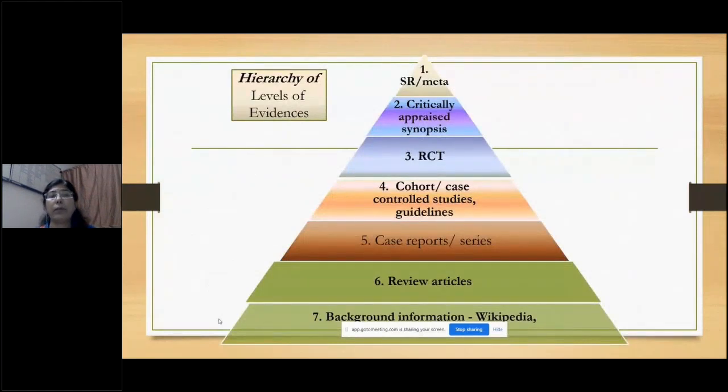Now come to the hierarchy of levels of evidence. We know that background information or Wikipedia has the least importance as evidence. As we go forward, at the top of the pyramid there is systematic review and meta-analysis, and in the third top position RCT is there. We can consider it a gold standard because meta-analysis and systematic review are based on a number of RCTs only. We need to systematically review the RCTs only, and we need to do the meta-analysis based upon RCTs only. So RCTs are the gold standard, and we have already discussed it.